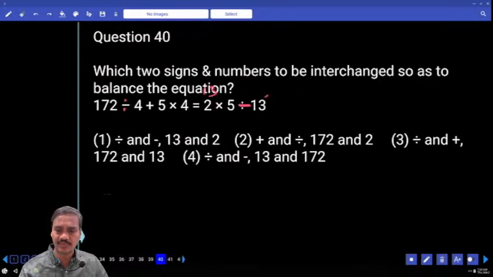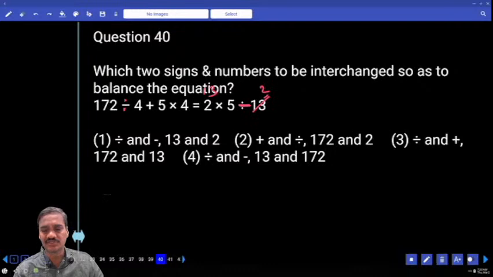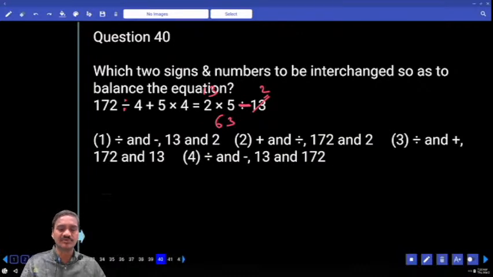Then in this case, now 13 into 5, 65. 65 minus 2 is how much? 63. Right? Now here, how much is 172 divided by 4? 172 divided by 4 is 43. Now 43 plus how much? 20. 43 plus 20, 63. So what is your answer? Choice 1, question number 40.